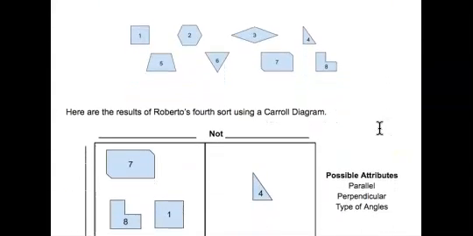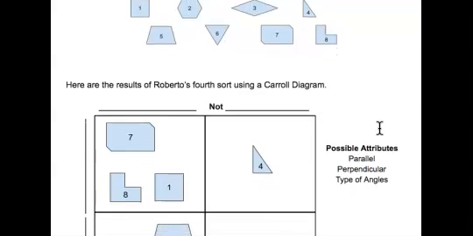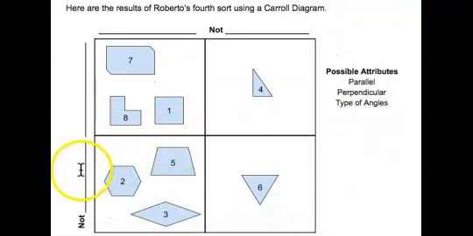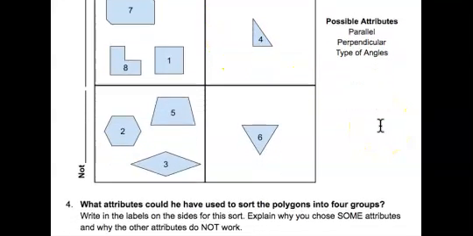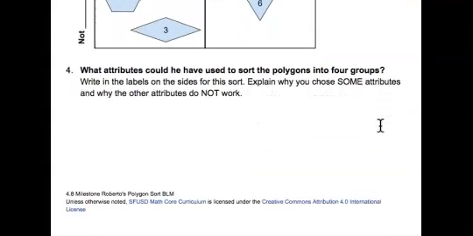And then finally, we move to the Carroll diagram. He sorted them for you, and you need to place what attributes you think work in the correct rows and columns. Again, you have to explain why that worked.